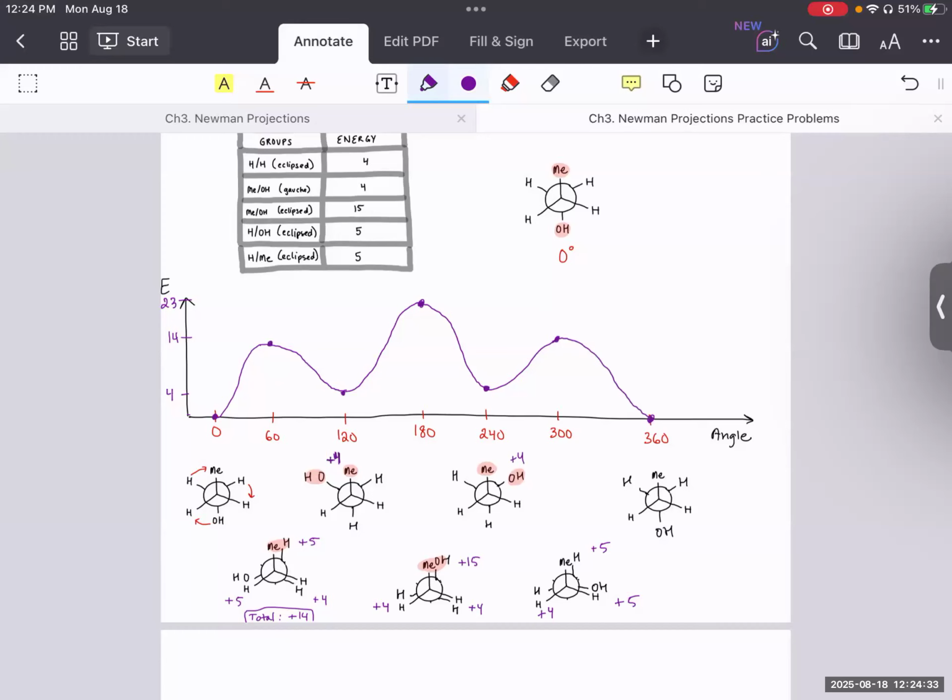All right. If we were to label our highest energy conformer, that would be that +23. And then our lowest energy would be that 0 and 360. Everything in the middle would be intermediate. The main thing to point out is that we're alternating between eclipsed and staggered states, where the staggered states are always lower in energy than the eclipsed states. All right, and that wraps up these practice problems.